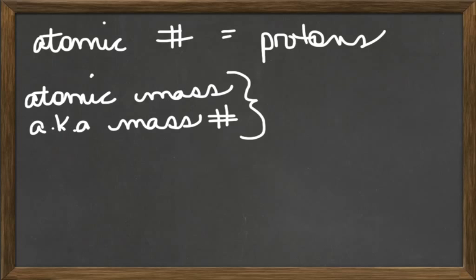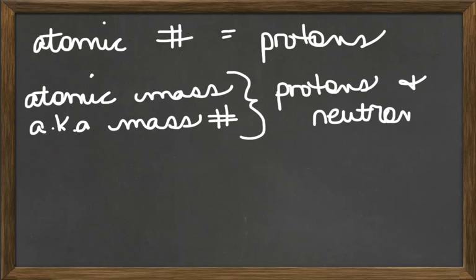The atomic mass or the mass number, the protons and the neutrons are responsible for that number. Not the electrons, because the electrons are so light that adding electrons or having electrons taken away is not going to change the mass of an element. Electrons are 1,840 times less by mass than a proton or a neutron.